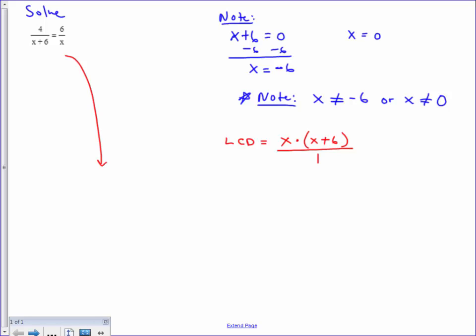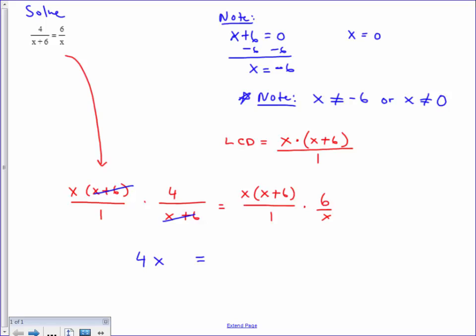What we do now is we take our equation and we multiply each term in our equation by the LCD over 1. So we'll have x times x plus 6 over 1 times 4 over x plus 6, equals x times x plus 6 over 1 times 6 over x. And the reason we do this is so that we can clear out fractions. On the left side, the x plus 6's cancel, and I'm left with x times 4, which I'll just write as 4x. And then on the right-hand side, the x's would cancel, and then I would be left with a 6 times an x plus 6.